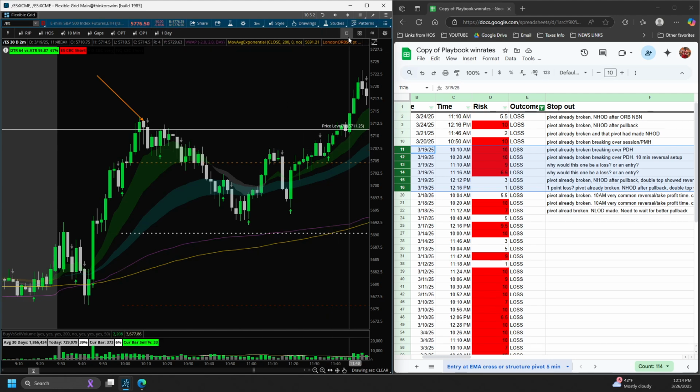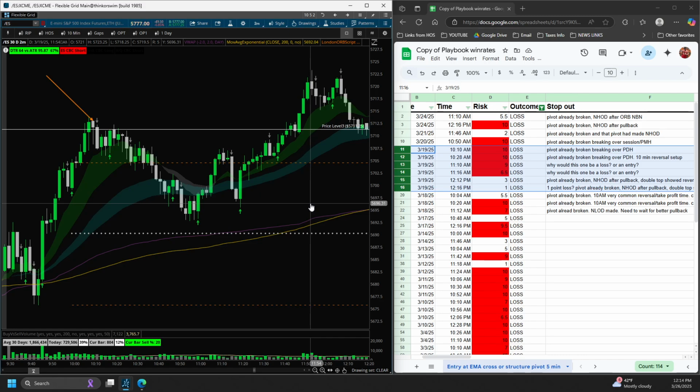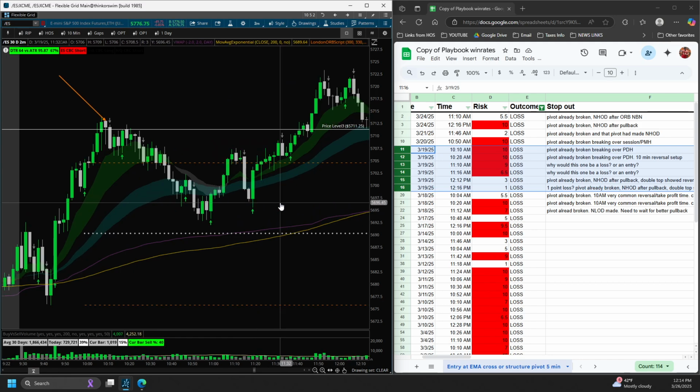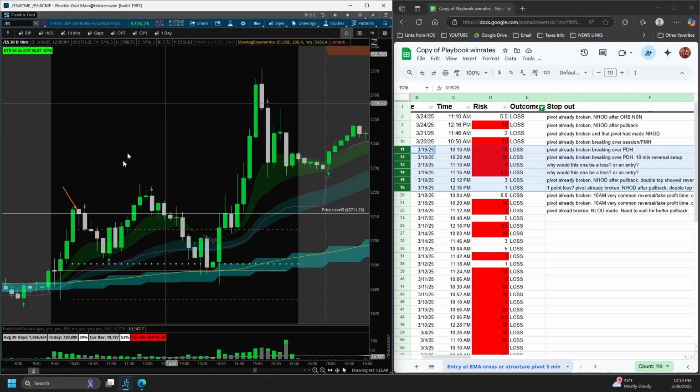And then actually there's a third entry like 2 minutes later. That's a win. That's at the bottom of that pullback. That's a 5-minute reversal pivot down there. And this was an entry down here. Yep, just barely. The EMAs are just barely not crossed.